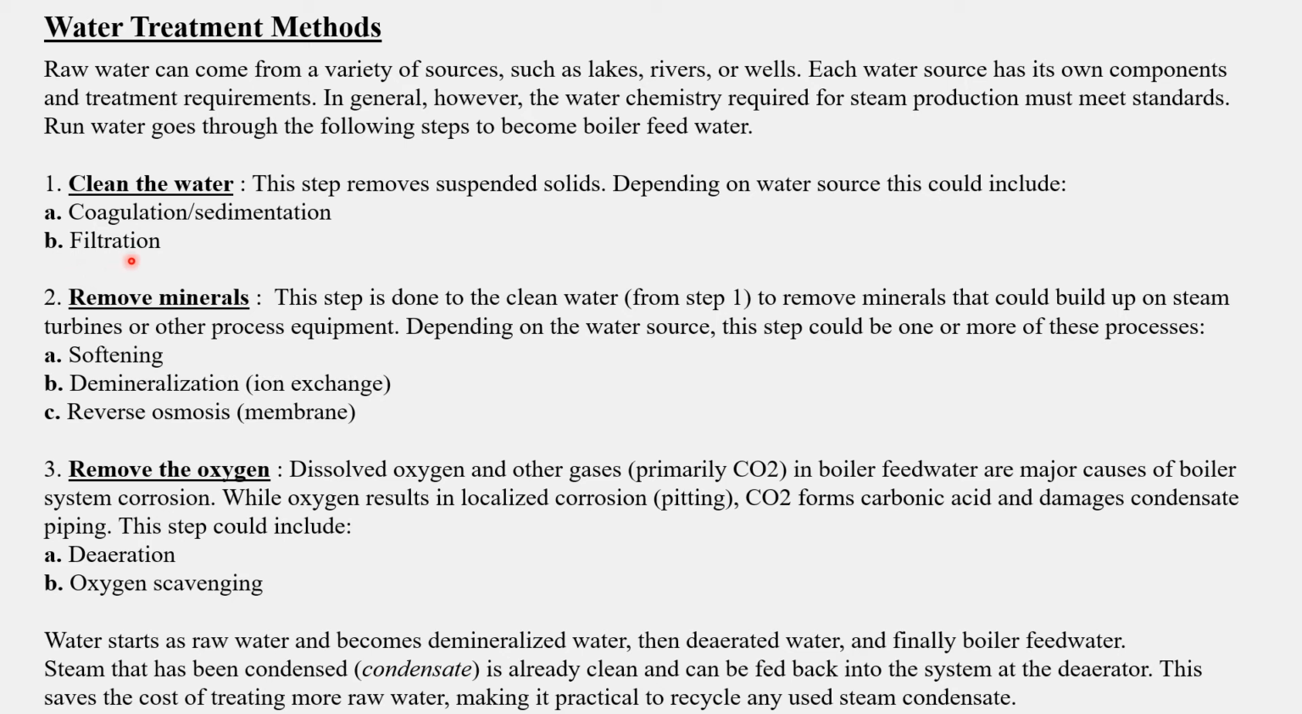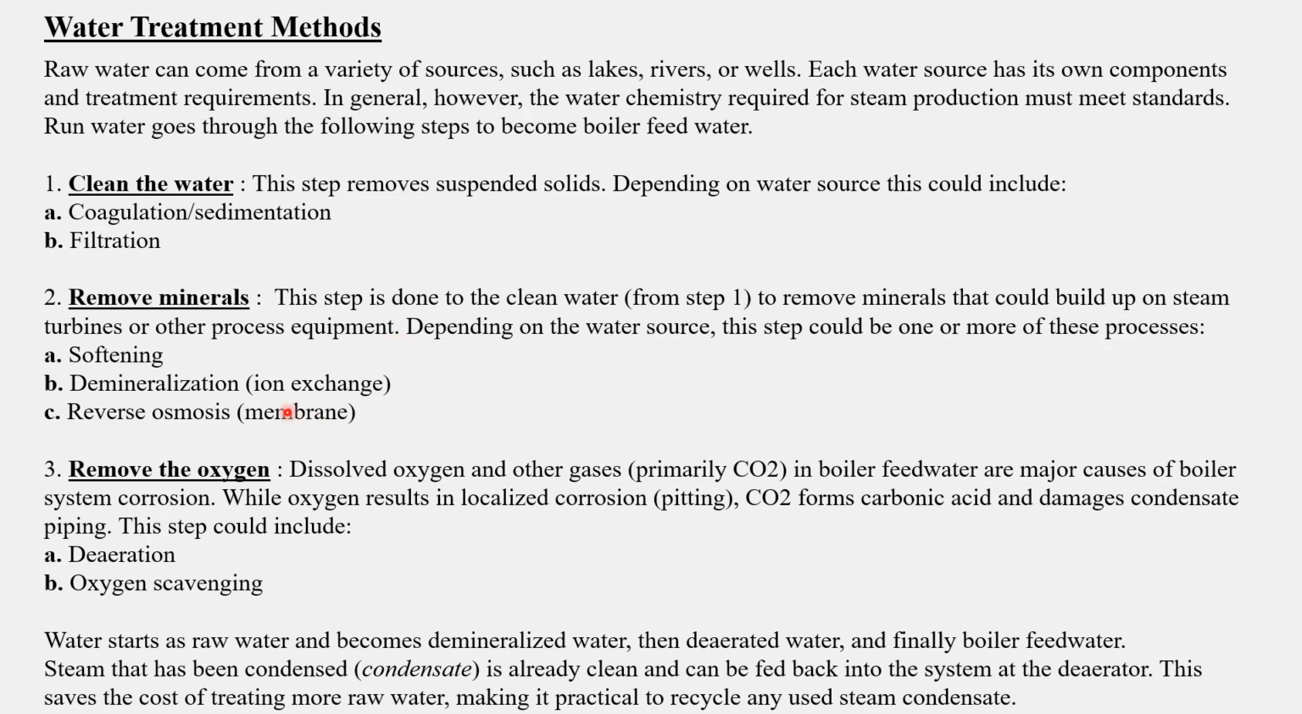This step is basically, as it sounds, removing minerals from the raw water or from the clean water by the process of softening, demineralization, which is an ion exchange process, and reverse osmosis, which is a membrane separation process. So each industry, depending upon its process economics, will opt for individual methods.